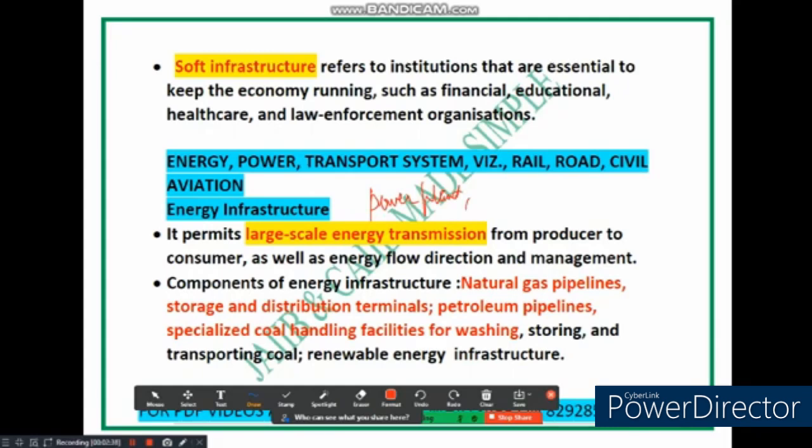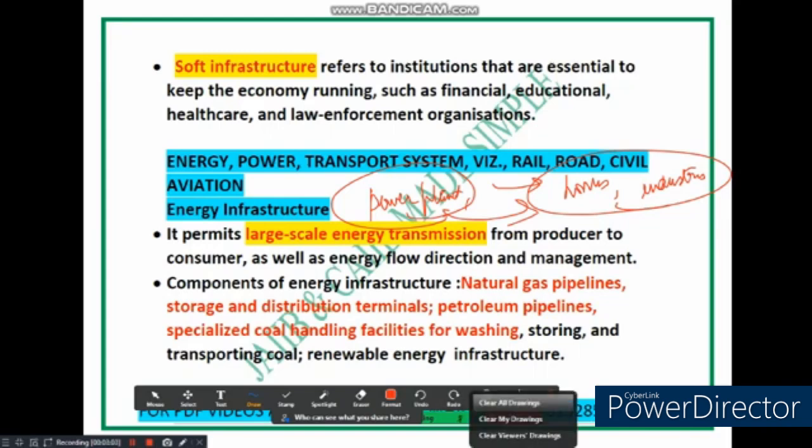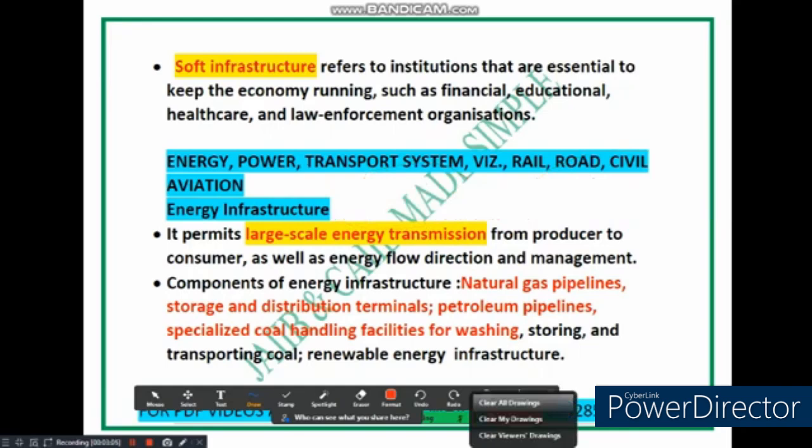It enables, in energy infrastructure, the efficient transmission from the production point to where it is consumed. It is consumed at homes, it is consumed at industries, right? So from where it is produced to where it is consumed. It permits large scale energy transmission from producer to the consumer. For example, electricity generated in a power plant needs a transmission network of power lines and substations to transport it over long distances to reach homes and businesses.